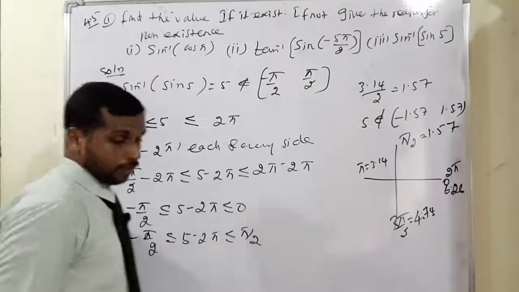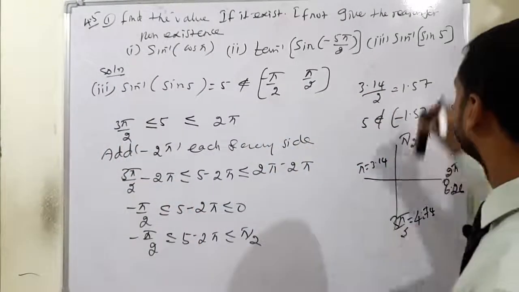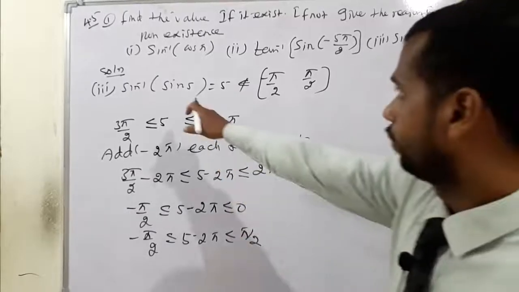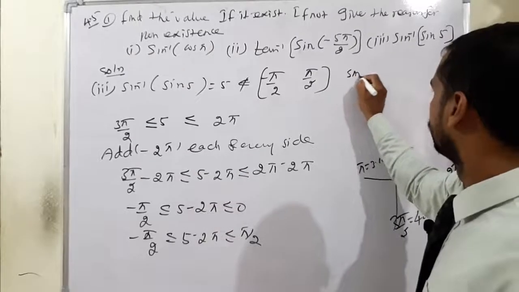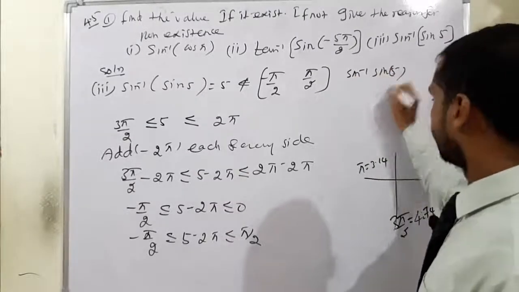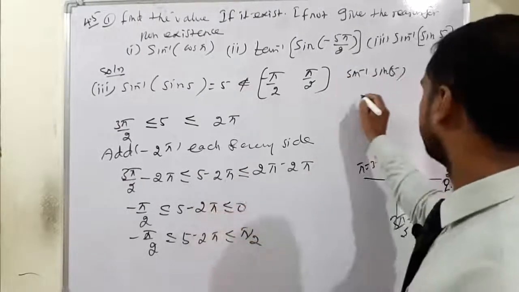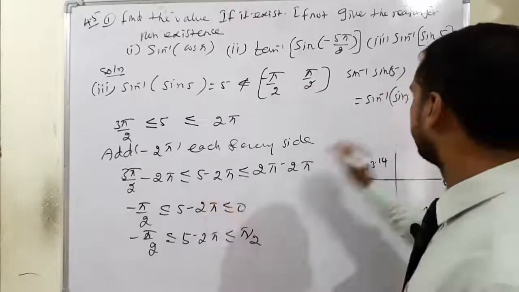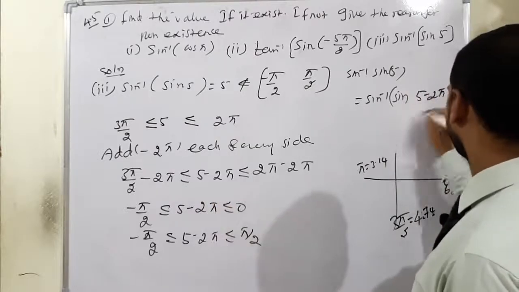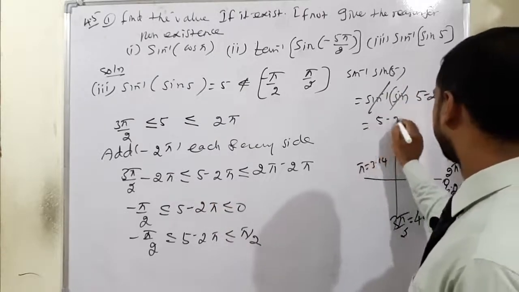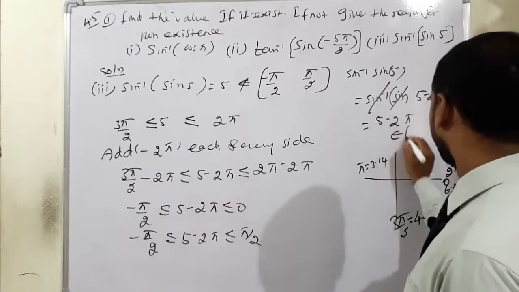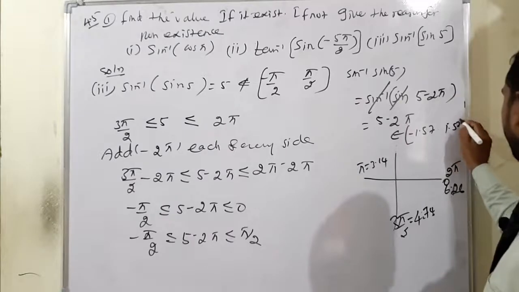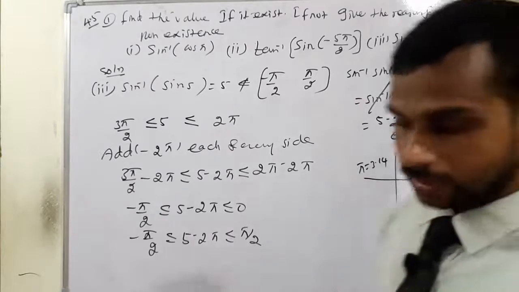Okay, so the final line, how to finish it? Sin inverse of sin pi is equal to sin inverse of sin of pi minus 2 pi, isn't it? So instead of pi we can write pi minus 2 pi. Again sin inverse sin cancel means pi minus 2 pi. This belongs to negative 1.57 to positive 1.57. Okay, this is the answer for subdivision 3.